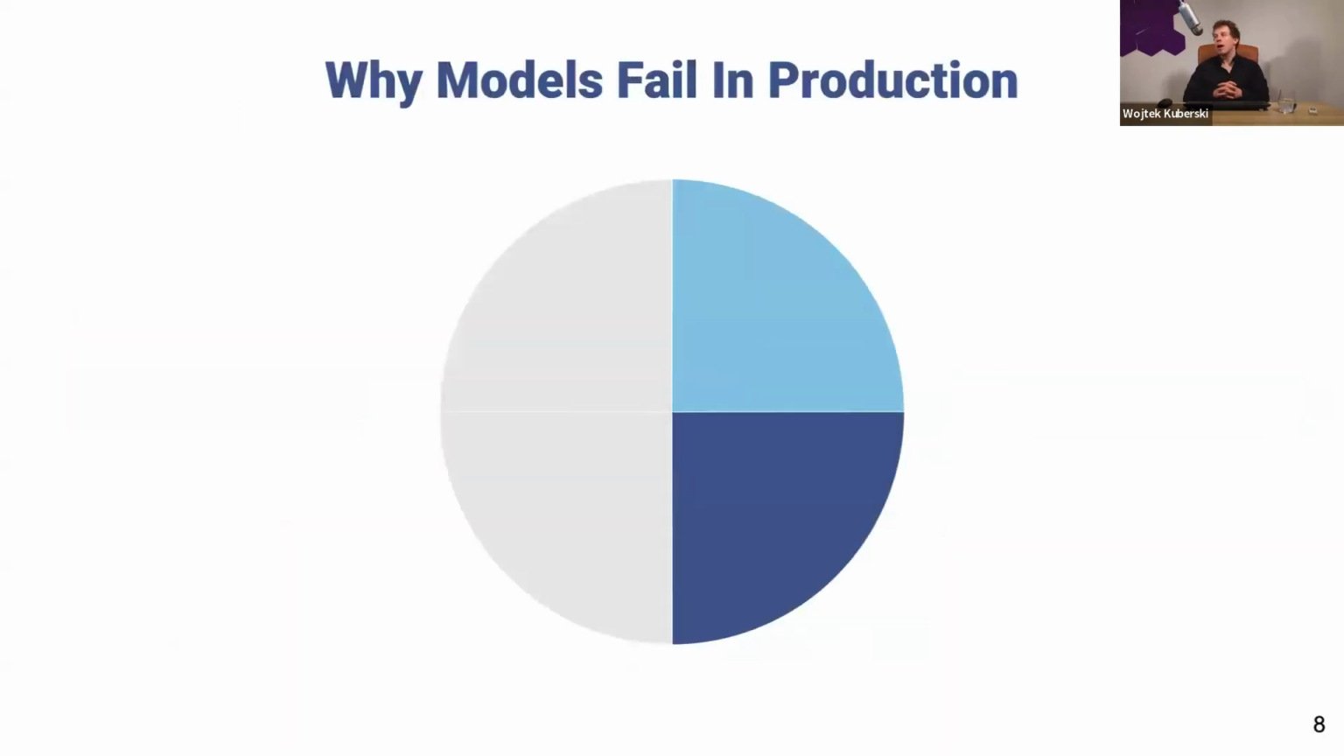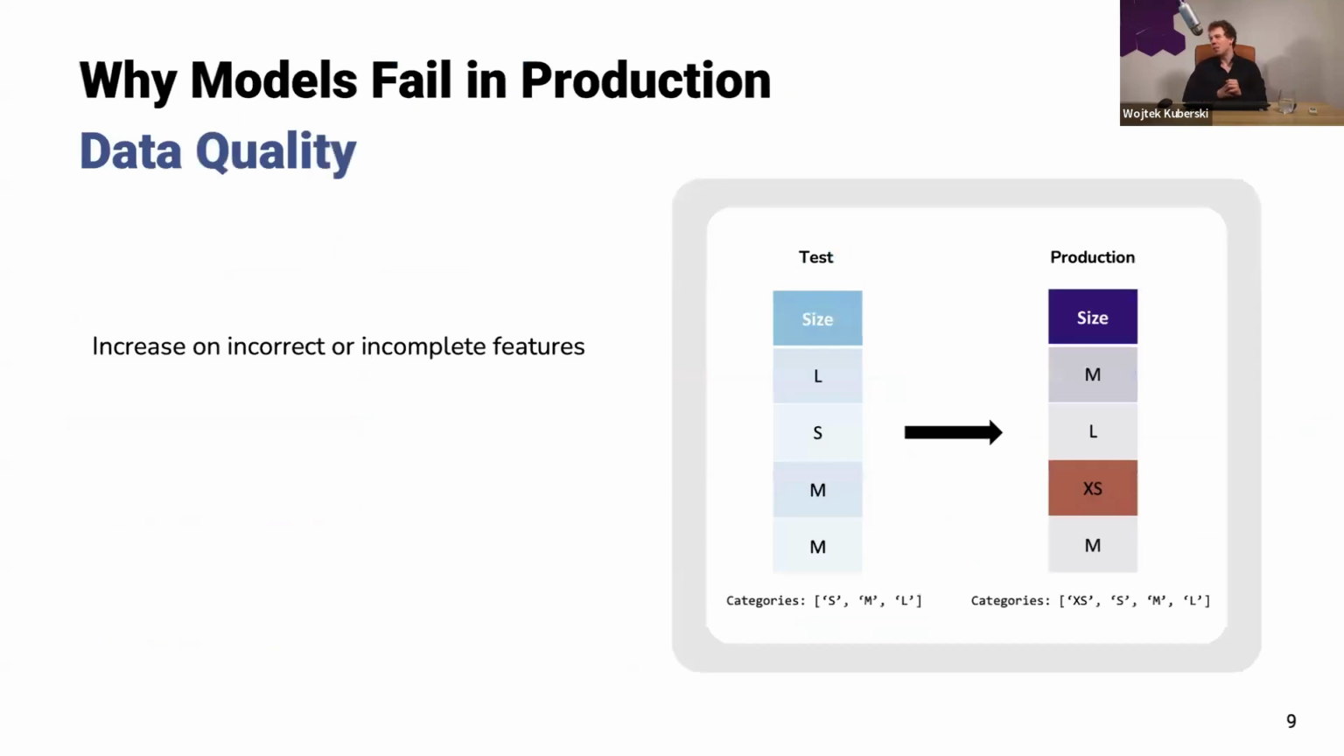Now, why do models actually fail in production? I already kind of covered the 3 main cases, which are data quality, covariate shift, and concept drift, but let's look at it again here. So first, in terms of data quality, it can be basically defined as an increase in incorrect or incomplete features, or also unseen features. Something is wrong with the actual data.